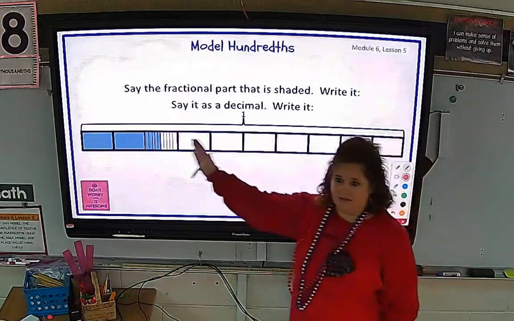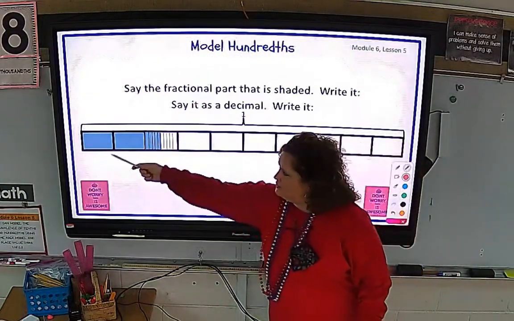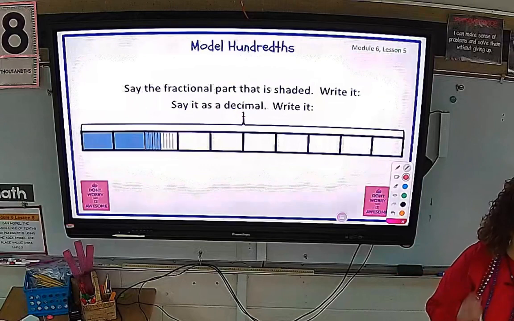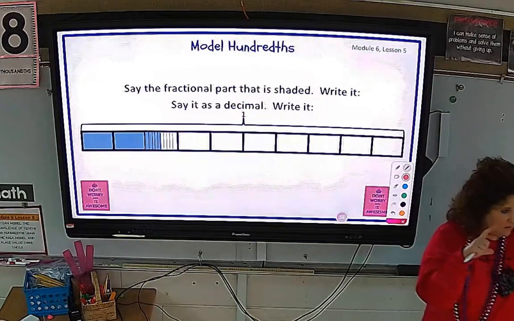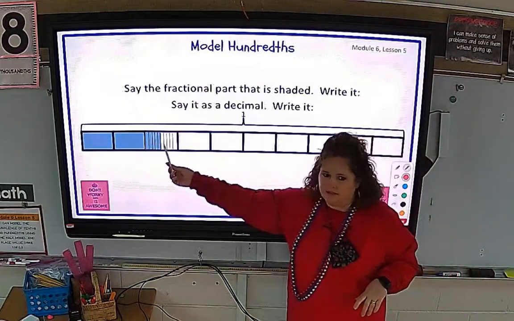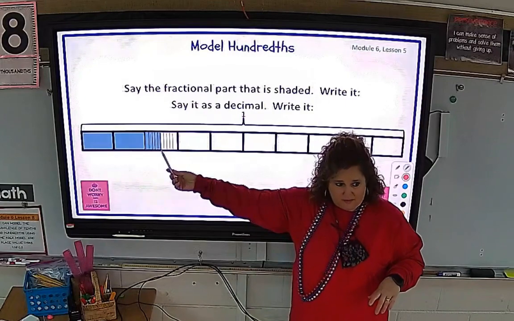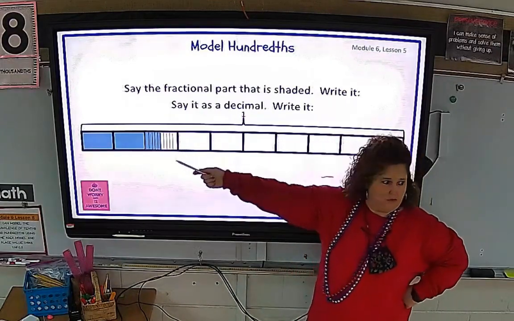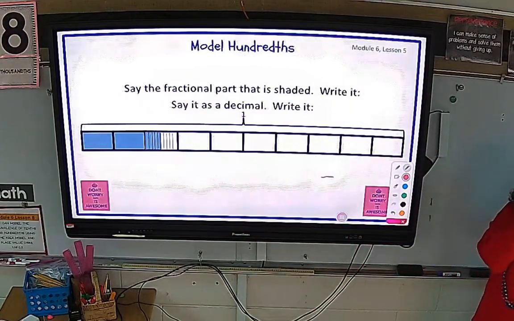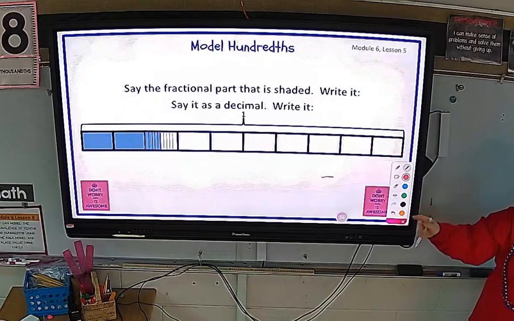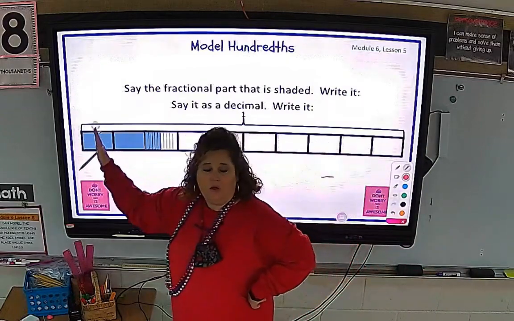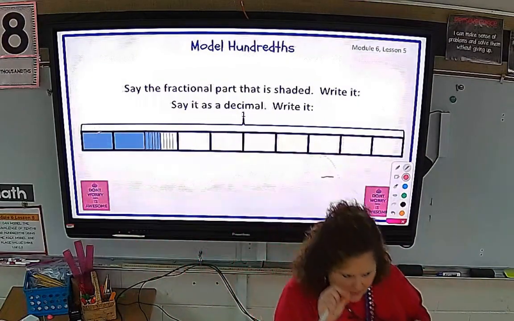So this whole thing is cut into tenths. And then they've shaded 2 of those. But then this box, they've shaded half of it, but that one box got cut into what? 10 more pieces. So those really aren't tenths anymore. Each one of these little guys is a hundredth. Because if I did that to every single box, I would have 10, 20, 30, 40, 50, 60, 70, 80, 90, 100. I would have 100 of those itty bitty pieces.